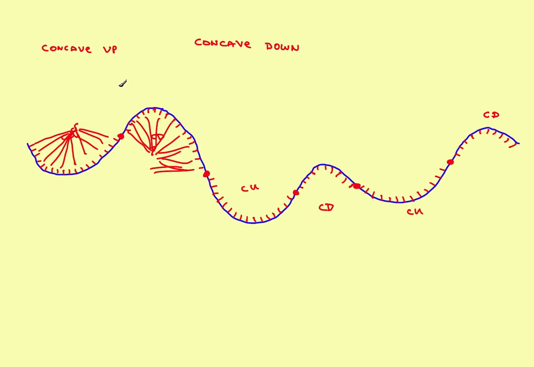Then finally, you could actually do this. You could put a vertical line on here. So here is an interval, again, where it's concave up. Here is an interval where it's concave down. And then again, concave up.